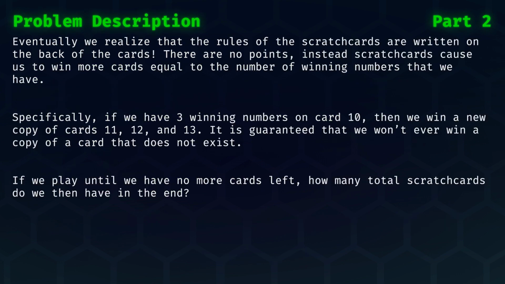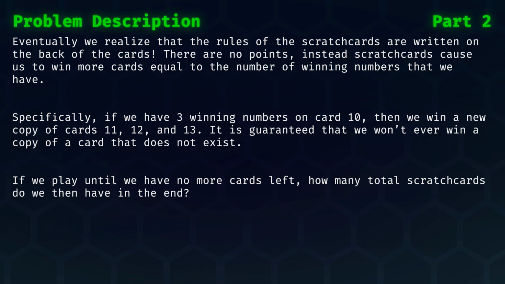Eventually, we realize that the rules of the scratch cards are written on the back of the cards themselves. There actually are no points. Instead, scratch cards cause us to win more cards equal to the number of winning numbers that we have. More specifically, suppose we have 3 winning numbers on card 10, then we would win a new copy of each of the next 3 cards, those being cards 11, 12, and 13.